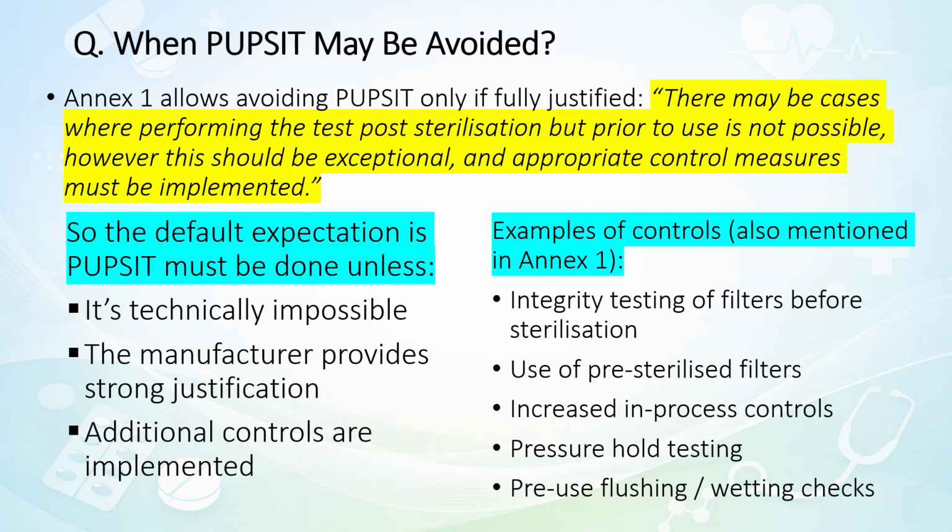A few examples of the additional controls mentioned in Annex 1 are integrity testing of the filter before sterilization, use of pre-sterilized filters, increased in-process controls, bioburden testing, and pre-use flushing or wetting checks.